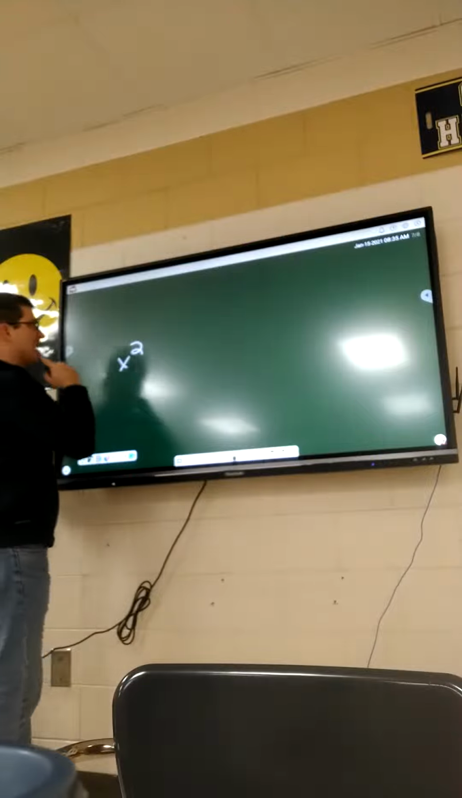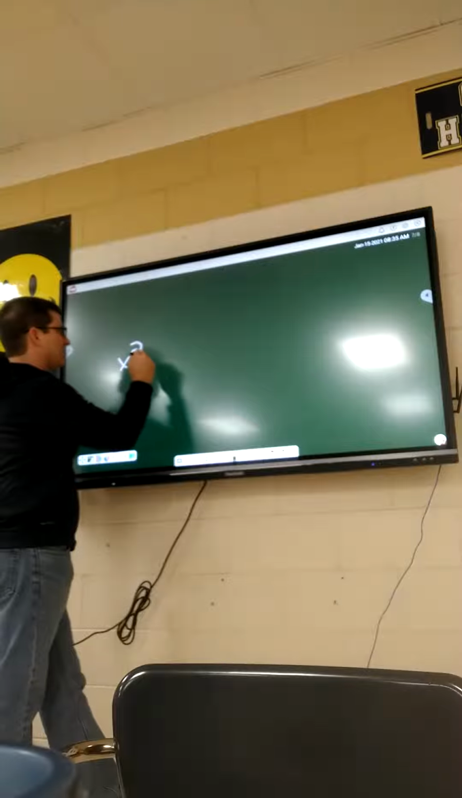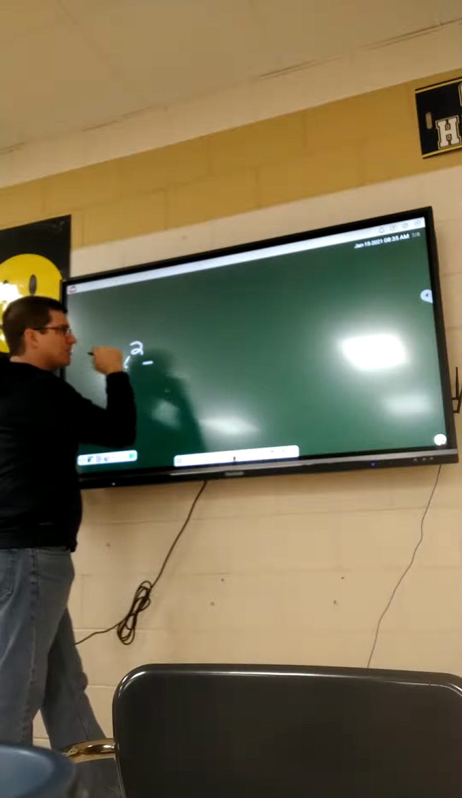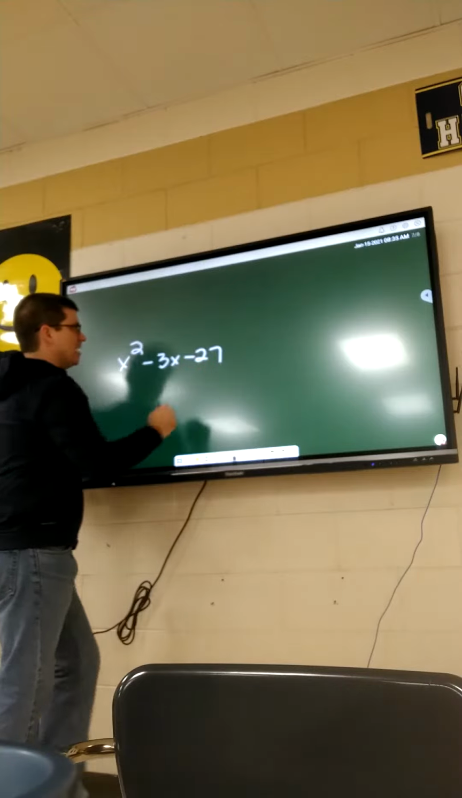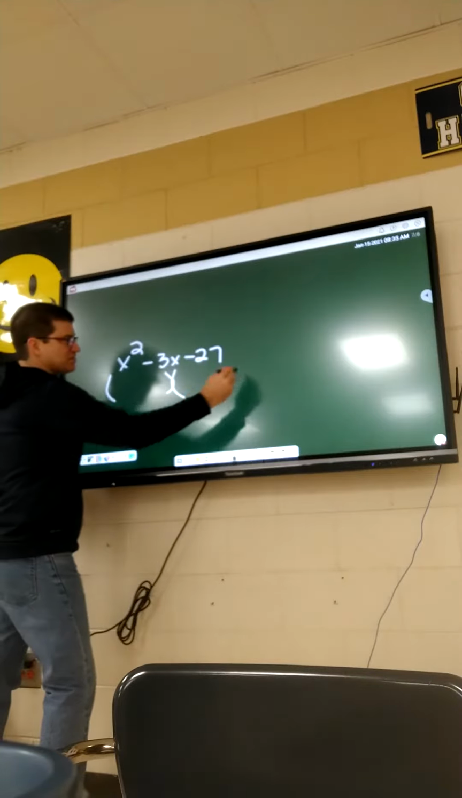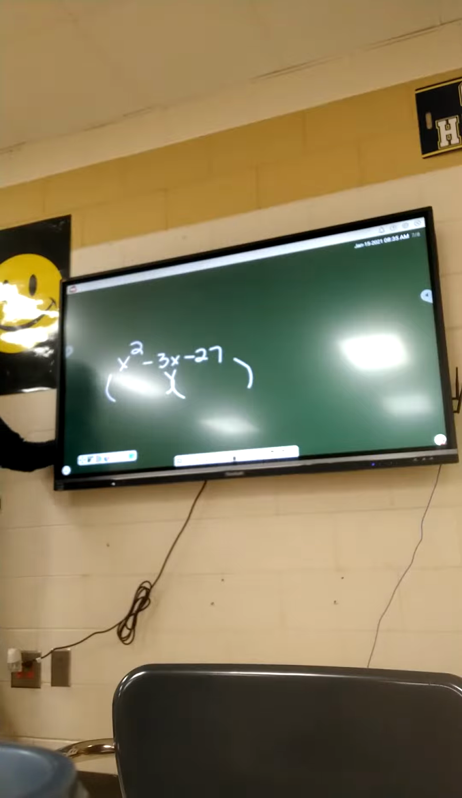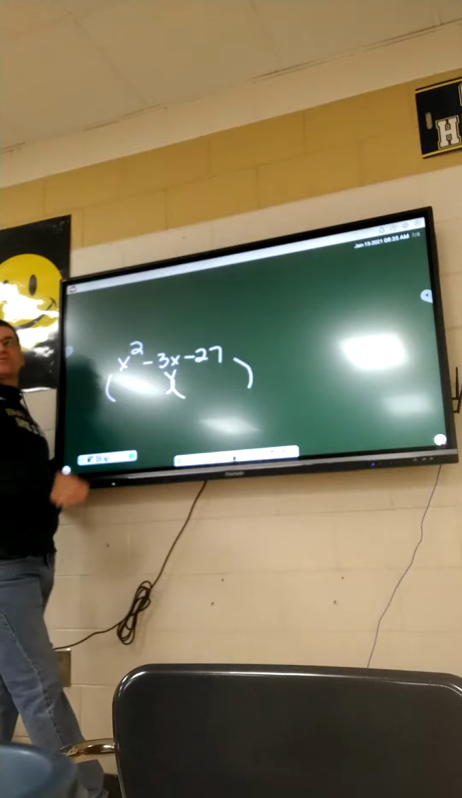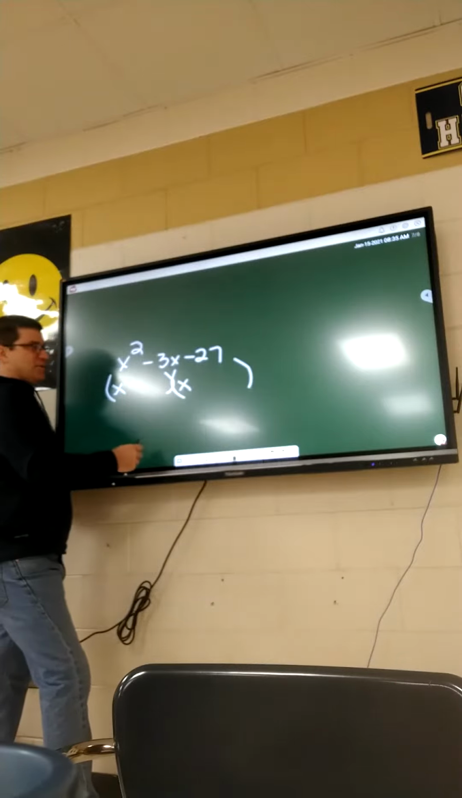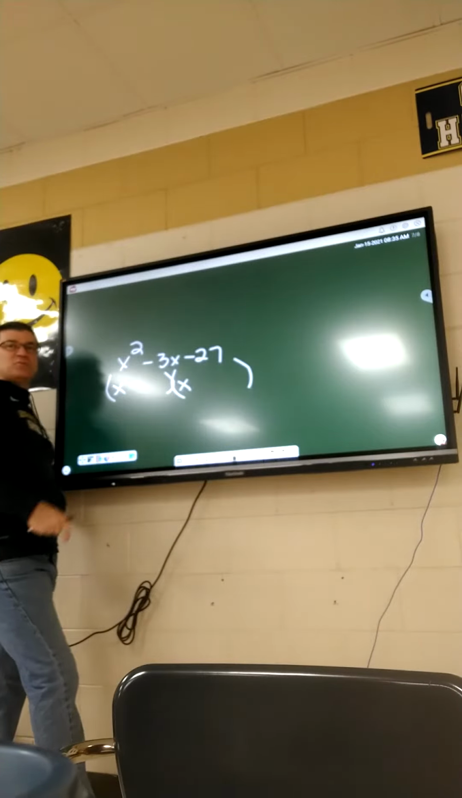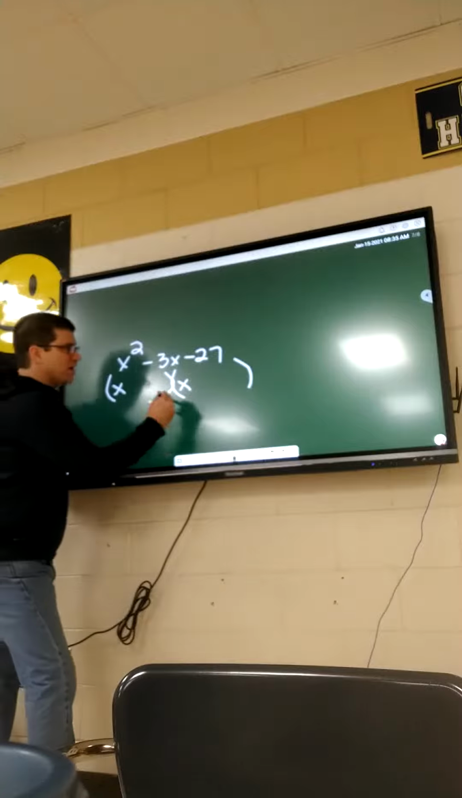Let's practice on this type. If we got x squared, let me make one up, minus 3x minus 27. Let's see if you guys forgot how to do this. All right, how would y'all factor out this problem? It's something y'all learned last year in 9th grade. That's got to be an x and that's got to be an x because they've got to multiply together to equal x squared. What would go here and here?